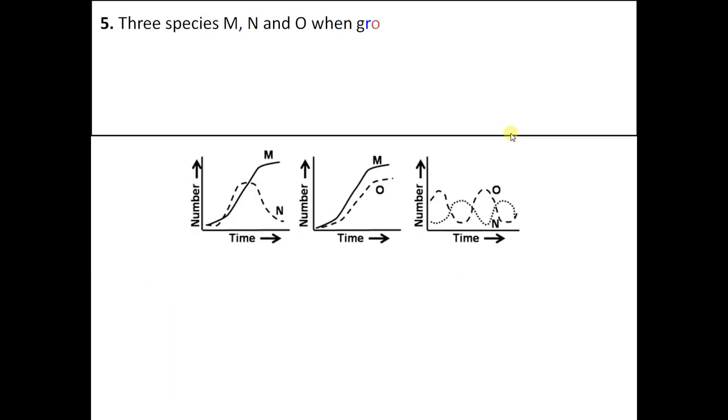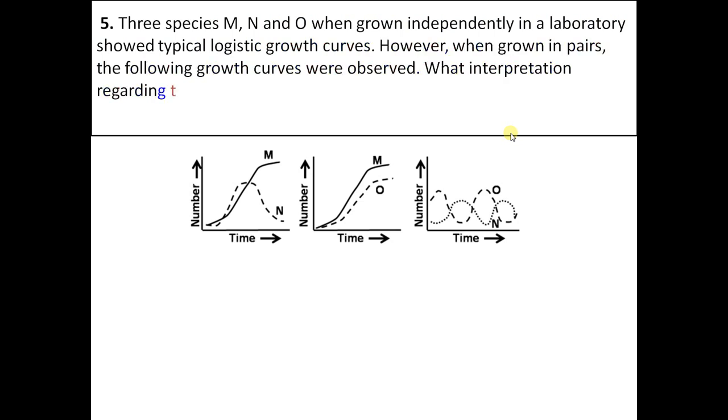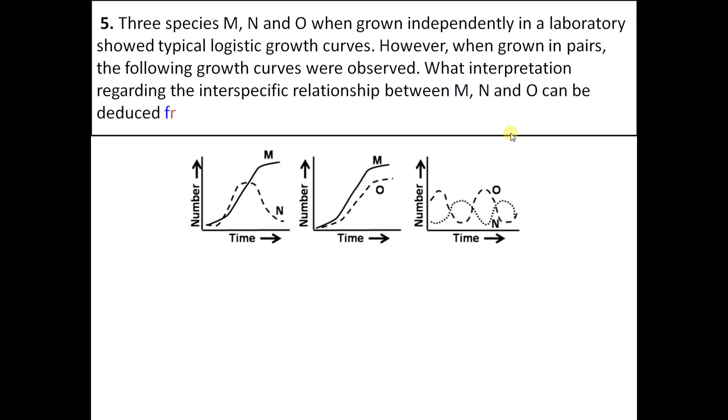Next question. Three species M, N and O, when grown independently in a laboratory, showed typical logistic growth curves. However, when grown in pairs, the following growth curves were observed. What interpretation regarding the interspecific relationship between M, N and O can be deduced from the above observations?